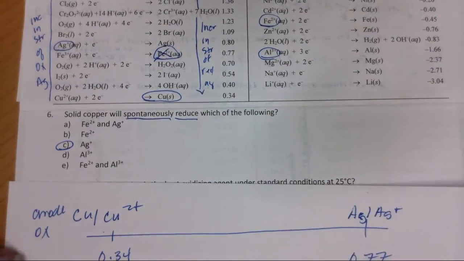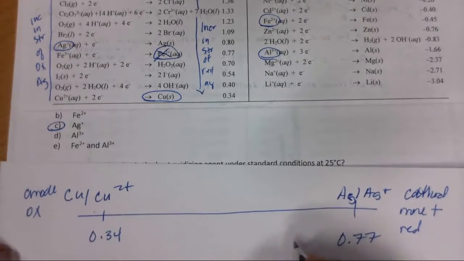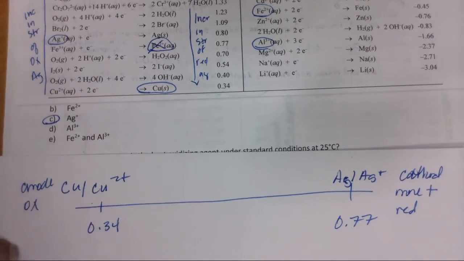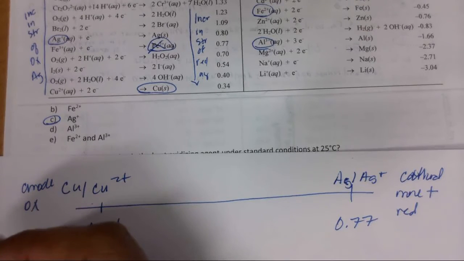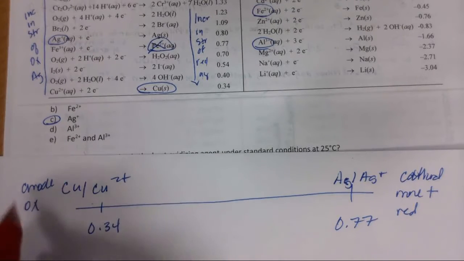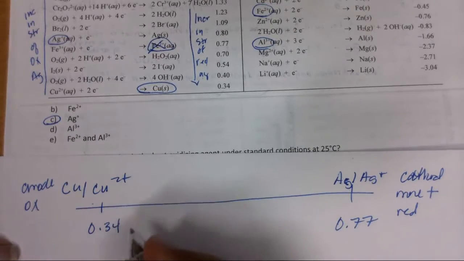0.77, okay? And so this is our cathode. It's more positive. We have reduction going on. So we know that when we write the reaction, remember, we always go in alphabetical order, anode to cathode. Okay, so here we go.